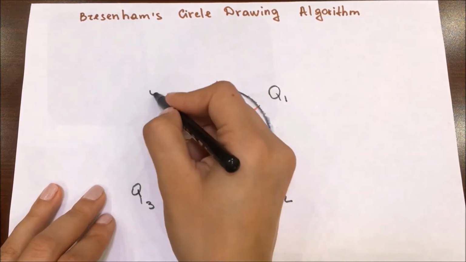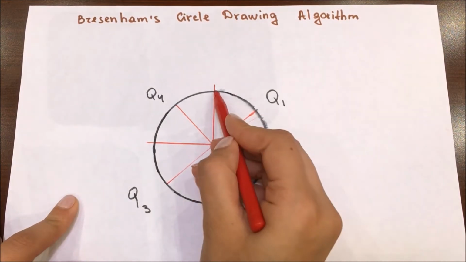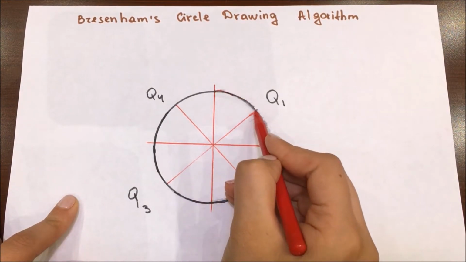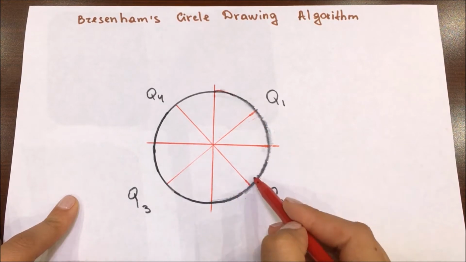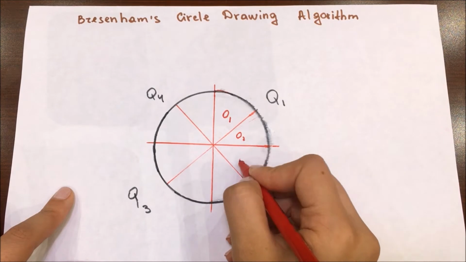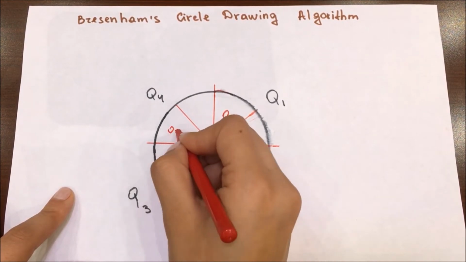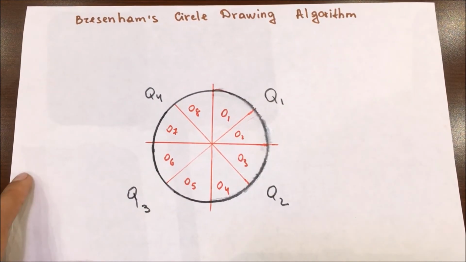There are 4 symmetrical quadrants and 8 octants in the circle. At every quadrant there are 2 octants. This is one octant. Octant 1, octant 2, octant 3, octant 4, octant 5, octant 6, octant 7, and finally octant 8.